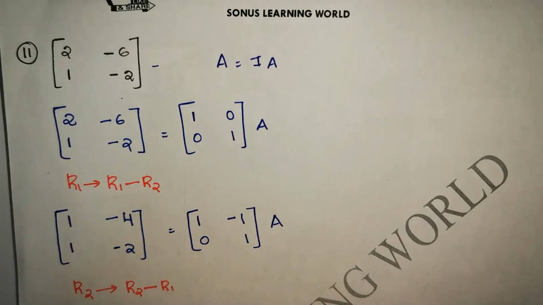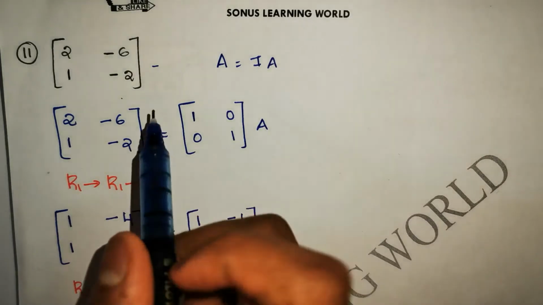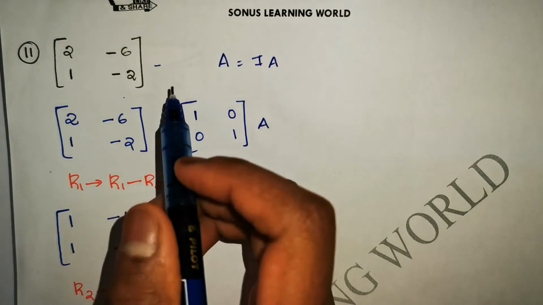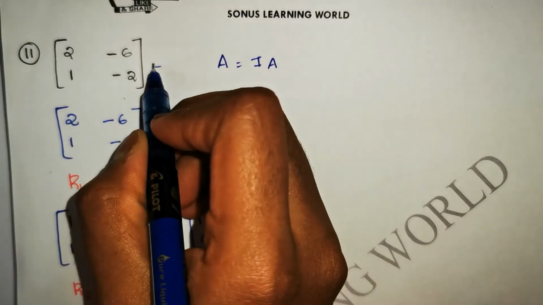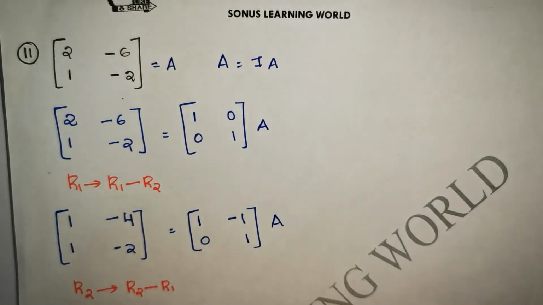Okay students, I have already discussed how to do this problem. If you have any doubt, please go back to the previous videos, watch them, and then come back and solve the questions. So first, here we have a matrix, and the first step is to put this matrix as A. This is our matrix A.